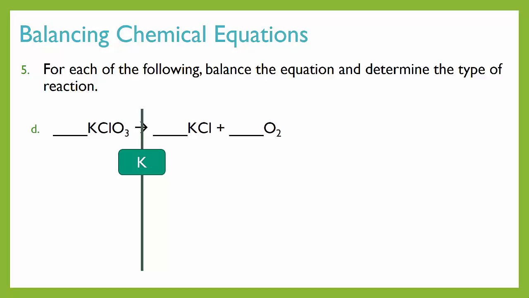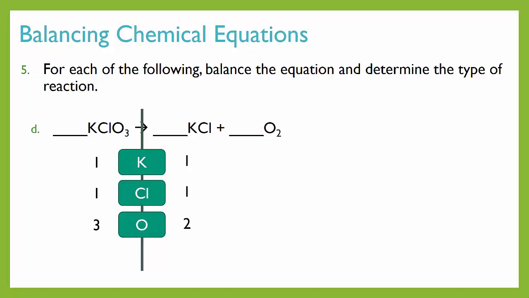ClO3 is a polyatomic ion, but it doesn't appear on both sides of the arrow. So I'm going to have to break that up into chlorine and oxygen. I've got 1 potassium, 1 chlorine, 3 oxygen atoms. On the other side, I've got 1 each of potassium and chlorine and 2 oxygens.